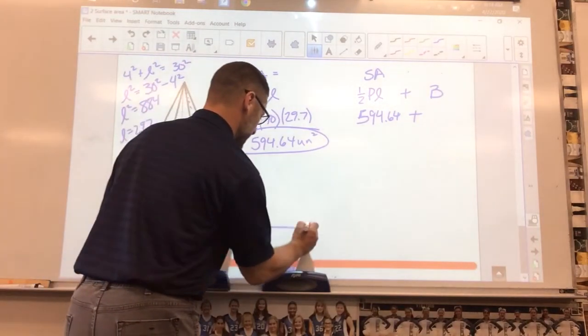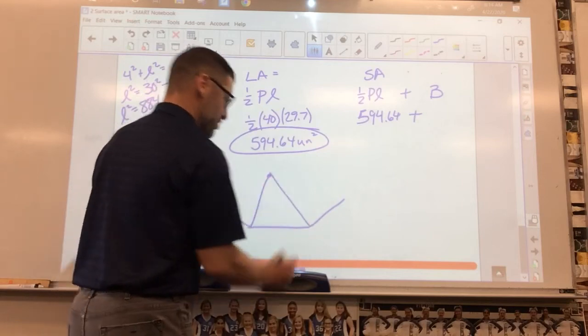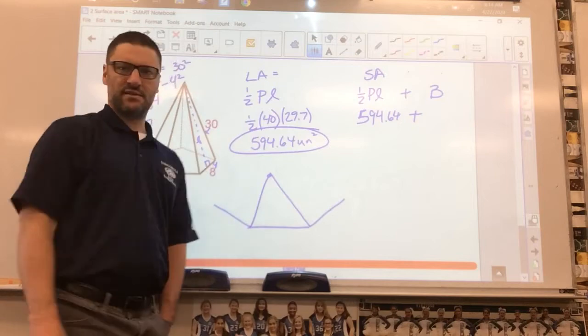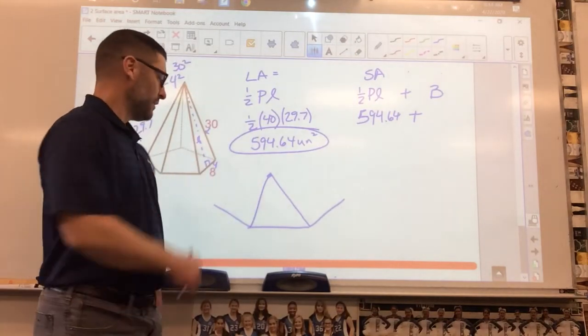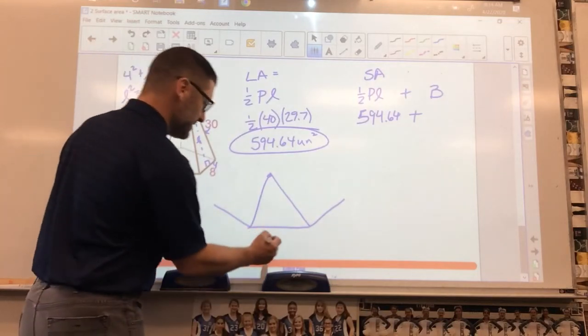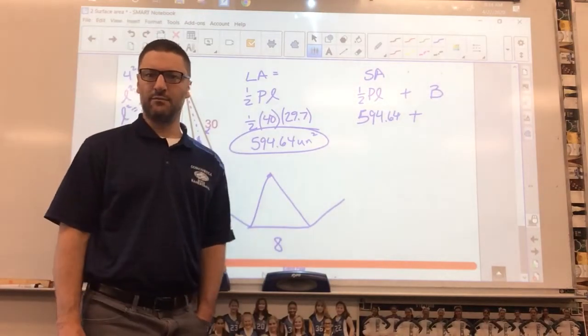So I got my triangle. I challenge you right now. Press pause. You go and find the area of that base. Another regular polygon problem where we have to go in and find it. So this is 8. Go in and find the angle, find it all. Press pause right now and do it.